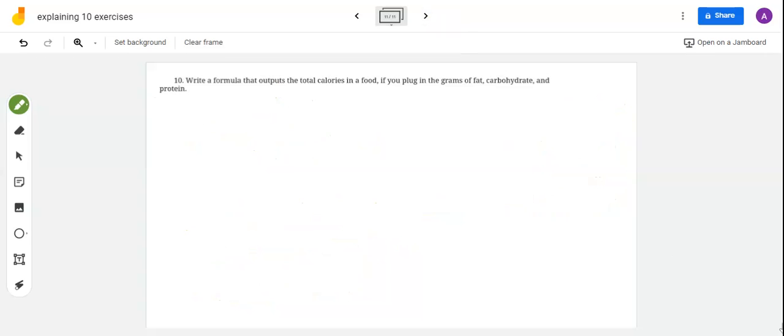So here's our final question of our 10 exercises for calories. Question 10. Write a formula that outputs the total calories in a food if you plug in the grams of fat, carbohydrates, and protein. Okay? So this is something that I didn't put before when we were doing the other questions that contained this. However, this is what it's going to be.